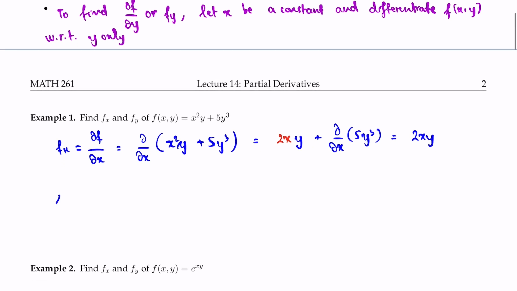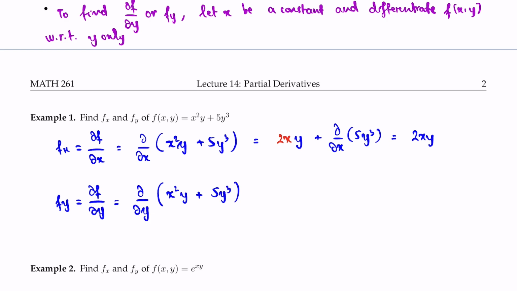Now, if you move on to find the partial derivative of the function with respect to y, or partial f, partial y, you're going to treat x as a constant in this context. So x squared is a constant. You're just going to take the derivative with respect to y only, of x squared y plus 5y cubed. So in this case, 5y cubed is no longer a constant.